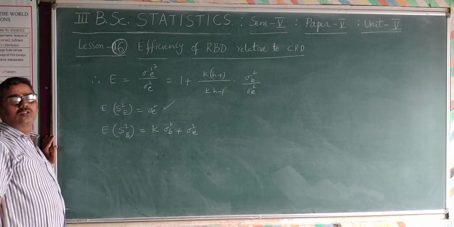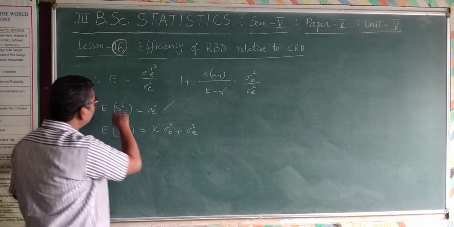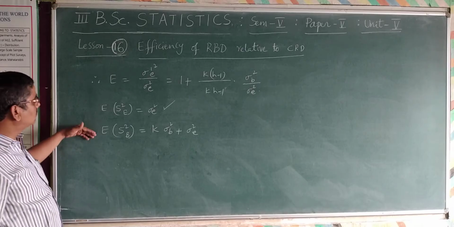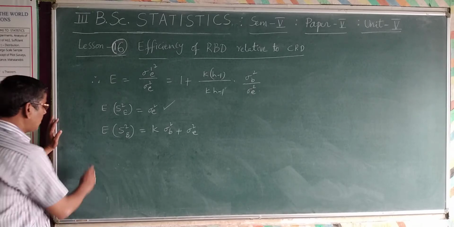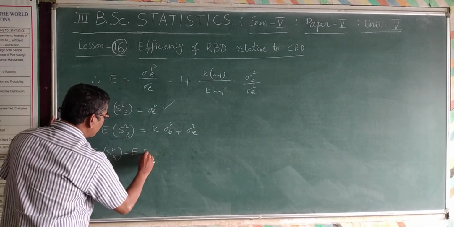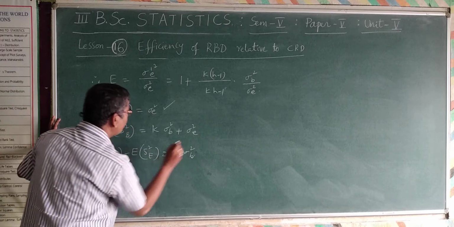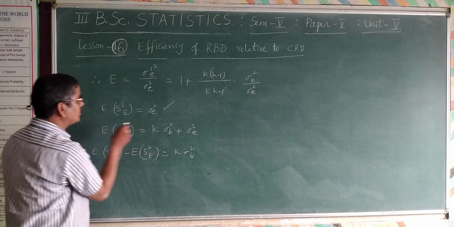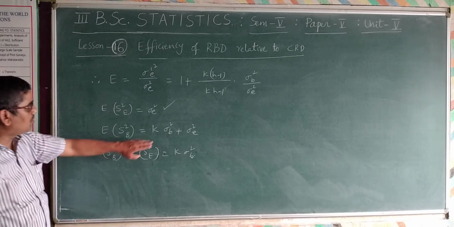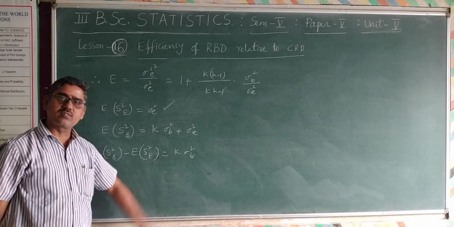Okay. So that is the reason why you have to, first of all, subtract these two directly. By subtracting these two, what will you get? This minus this. It is nothing but expectation of S square B minus expectation of S square E, which is equal to K sigma square B. Sigma square E will get cancelled, so expectation of S square B minus expectation of S square E is equal to K sigma square B plus sigma square E minus sigma square E. So K sigma square B.